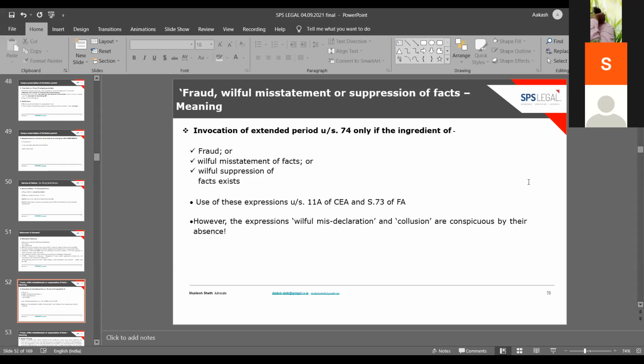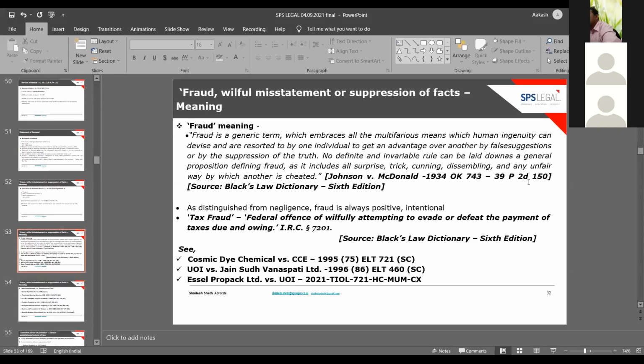Generally, there are a few very rare cases where the demand charges of evasion are based on collusion. Generally, the collusion is between the departmental officers and the taxpayers or the defaulters. And I don't know what could be the reason for removing collusion. Your guess is as good as mine. Fine, we'll proceed.